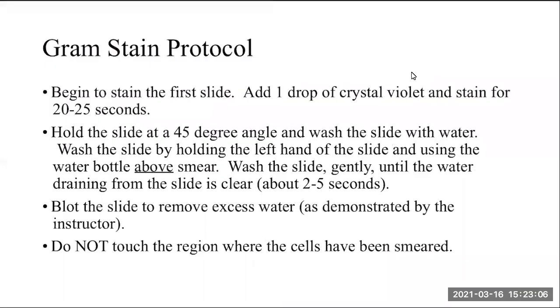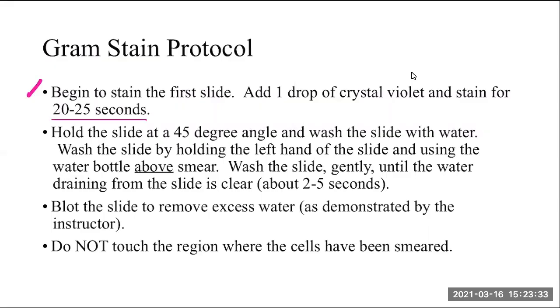It's a little bit easier to just do it one by one because there's not much time in between them. If there were 2 or 3 minutes between each step, it would be okay. But in fact, it's not that way. So the way you do it is you would begin to stain the first slide, add 1 drop of crystal violet, and stain for only 20 to 25 seconds.